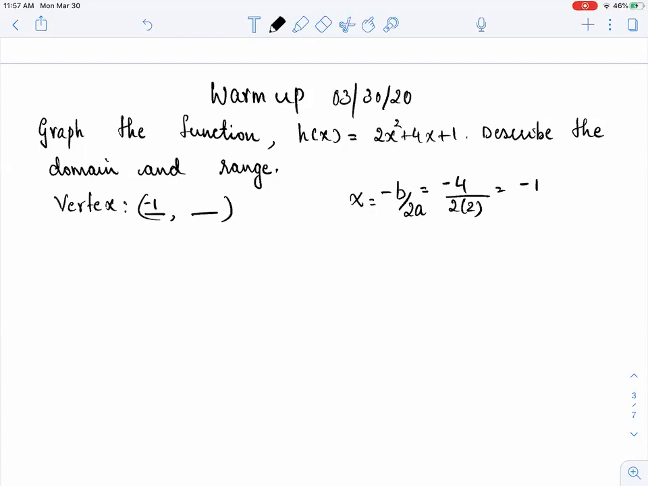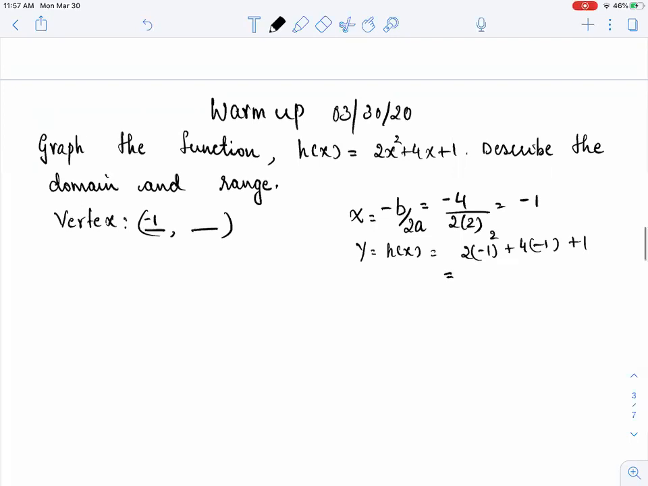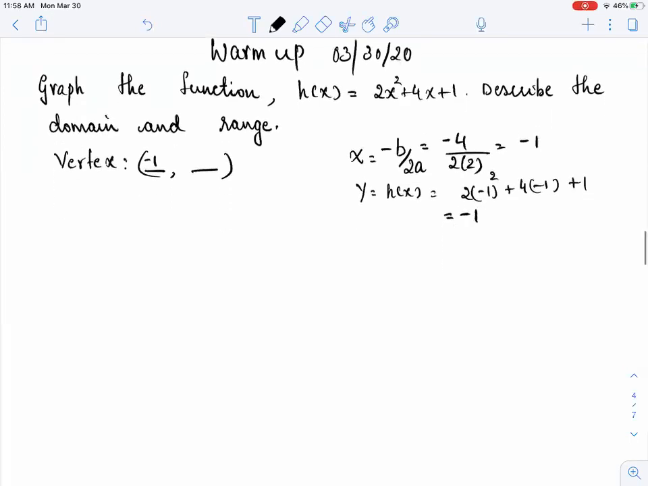Okay. Now, how do you find the y coordinate of the vertex? You plug it back in. So y is equal to h of x, which is 2 times -1 squared plus 4 times -1 plus 1, which is -1. Correct. So you got the vertex.